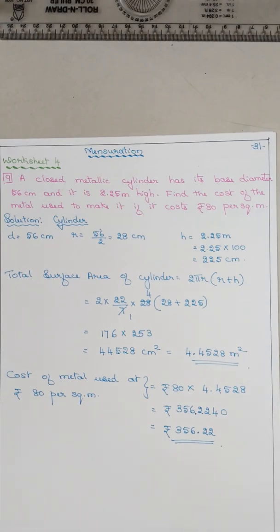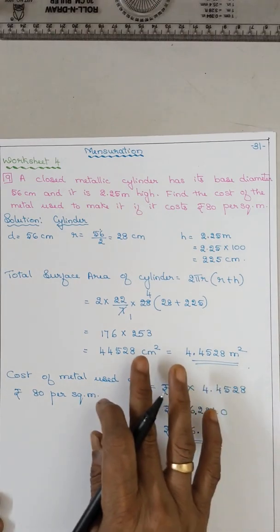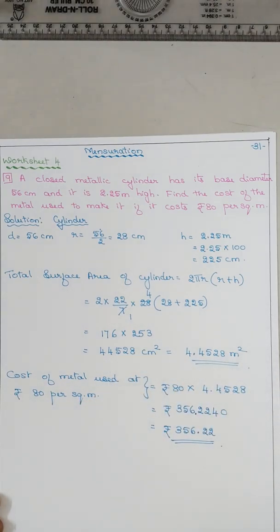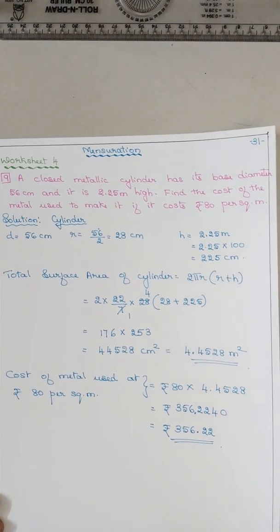Hope all students are confident. In the calculation part you have to be careful. So first you find out the TSA, then convert centimeter square into meter square and then multiply by 80. That was question number 9.